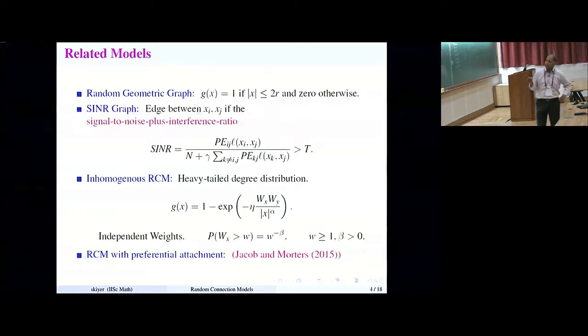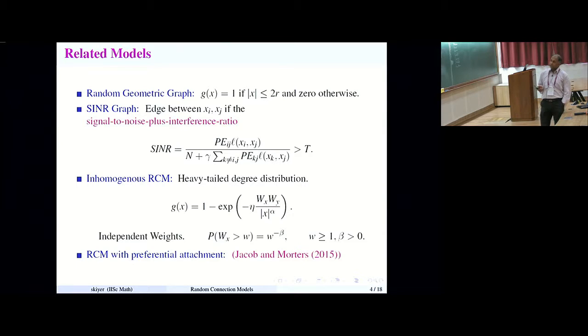Already in the random connection model, there is a dependence which is introduced because of the spatial proximity. If A and B have an edge and A and C have an edge, it's very likely that B and C would have an edge. So there is some dependence, unlike the Erdos-Renyi graph.